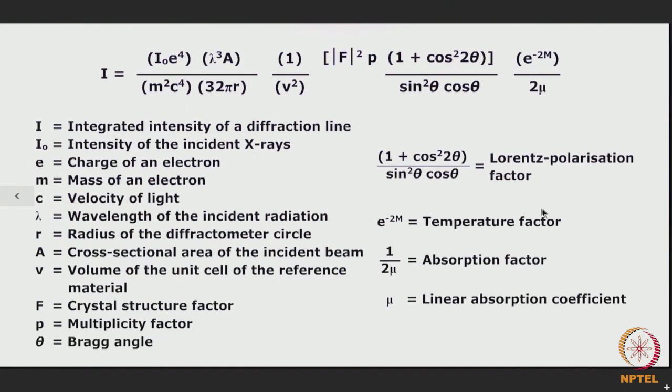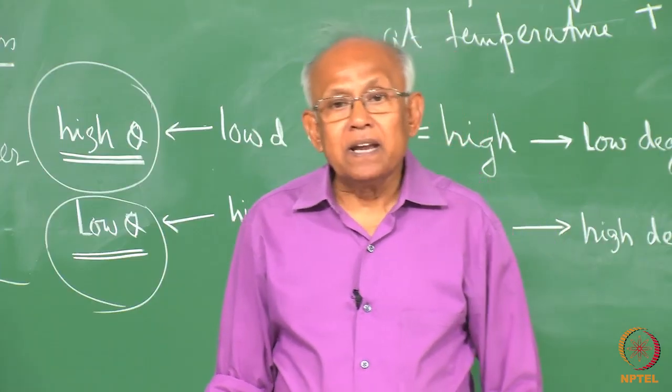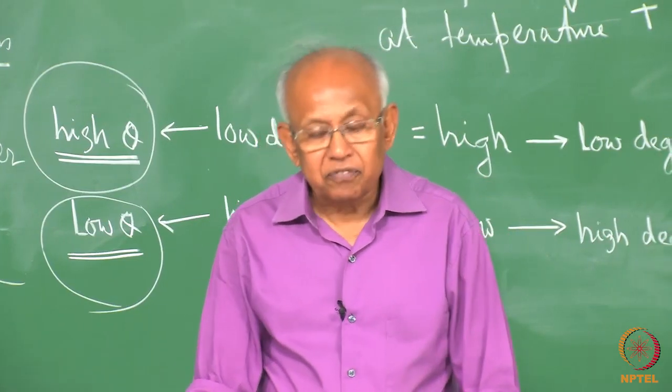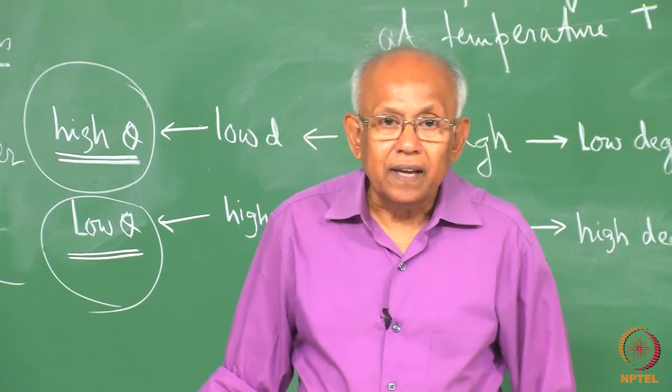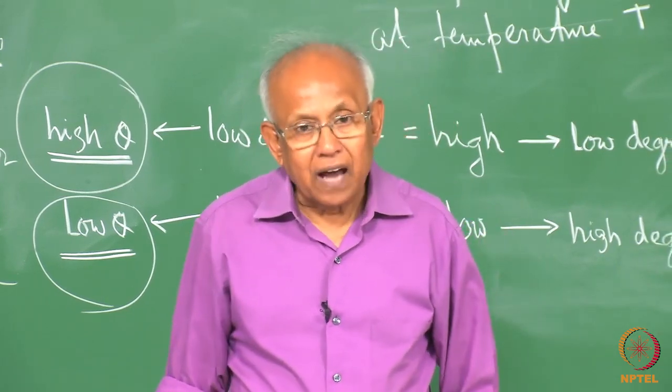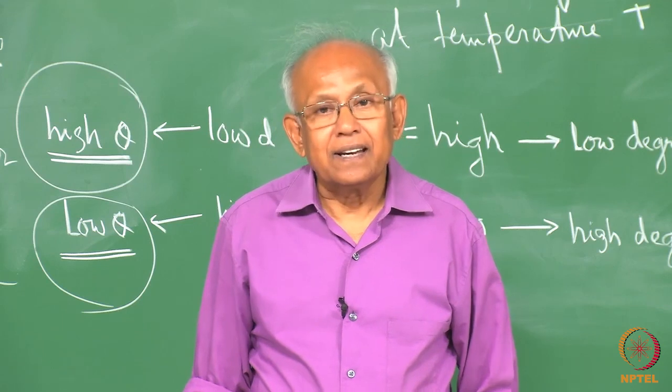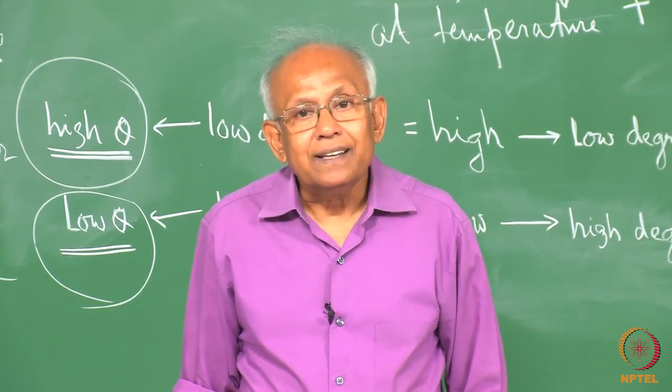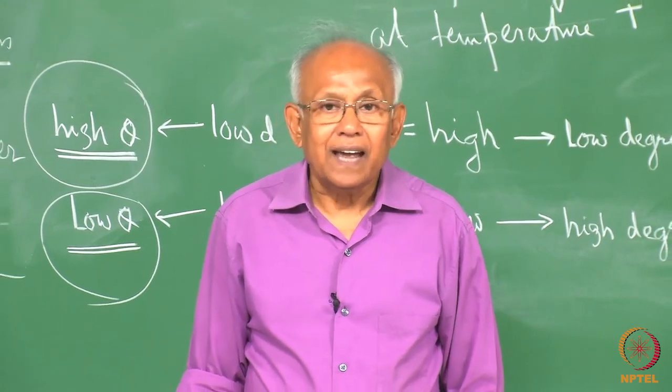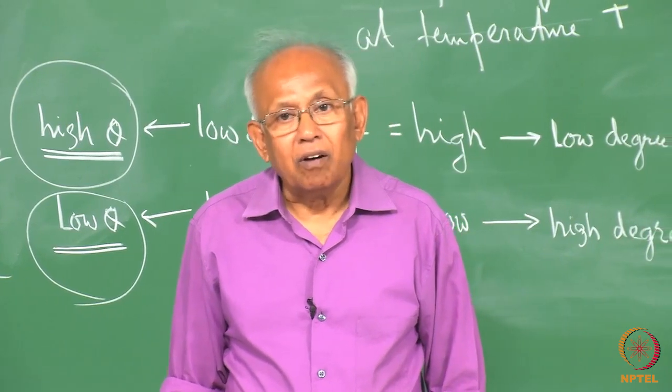This factor e to the minus 2M, we have not explicitly written what it is all about, is a temperature factor, and 1 by 2 mu is the absorption factor, where mu is nothing but the linear absorption coefficient. So, you see that depending on which kind of method we are using, it is possible to find out the relative integrated intensity of all the diffraction lines that appear in the pattern of the material.